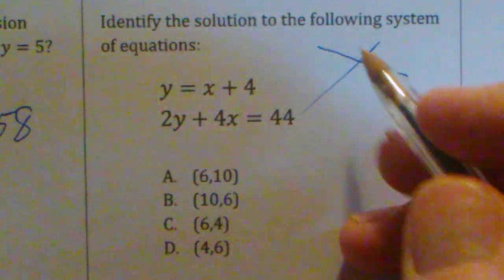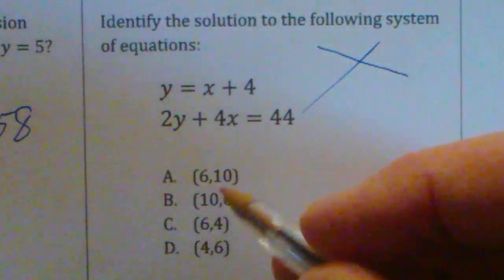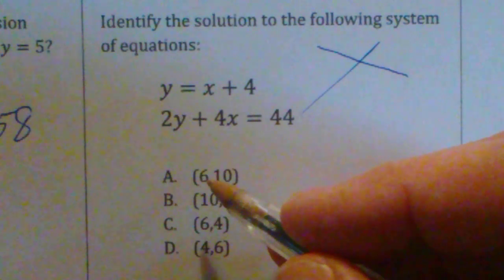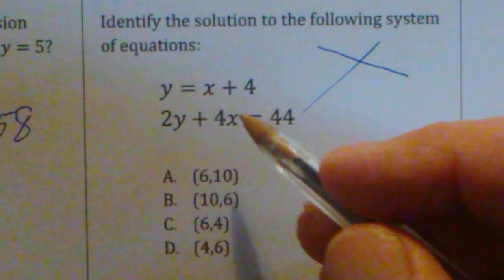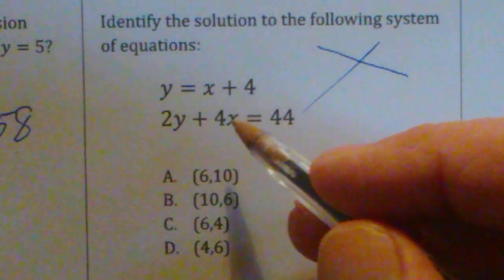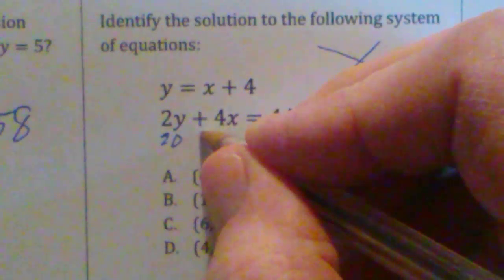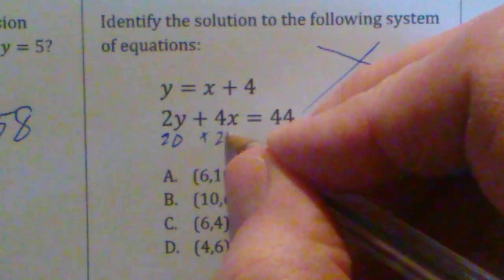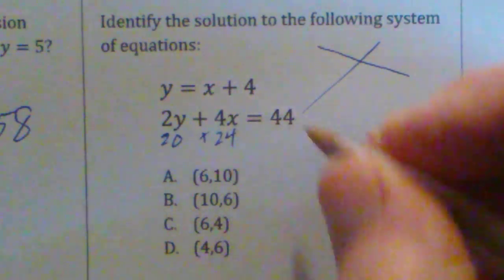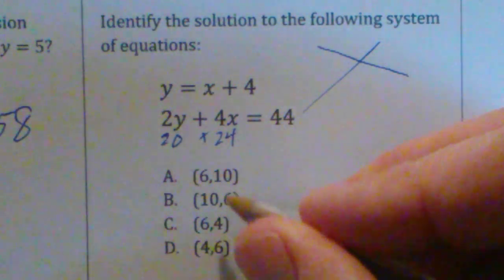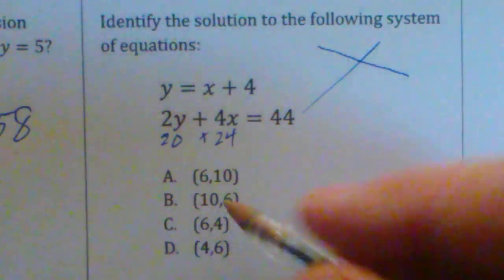It might work in one. It might be on one line, but not on the other if it's over here, for instance. Let's try it down here. The y is 10, so 2 times 10 is 20. The x is 6. 6 times 4 is 24. You get 20 plus 24. If you put that in your calculator, even if you don't, 20 and 24 is 44. This one works. Well, let's just check the others and see.